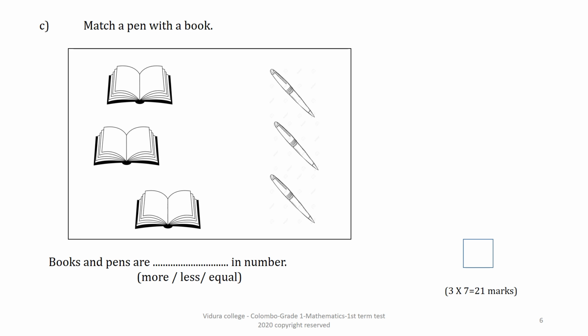Keep your finger on simple C. Match a pen with a book. Now, Pute, can you see there are some books in one side and there are some pens in the other side? Yes. Now, you match a pen with a book. Okay? Shall we start? Right.